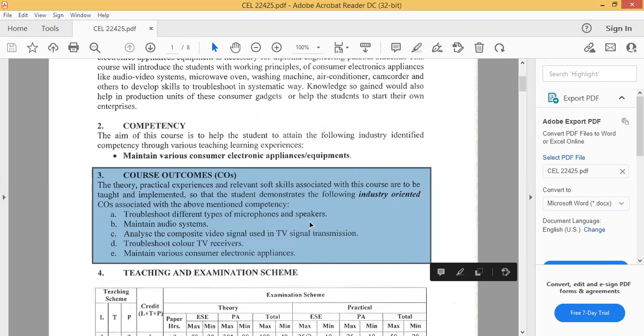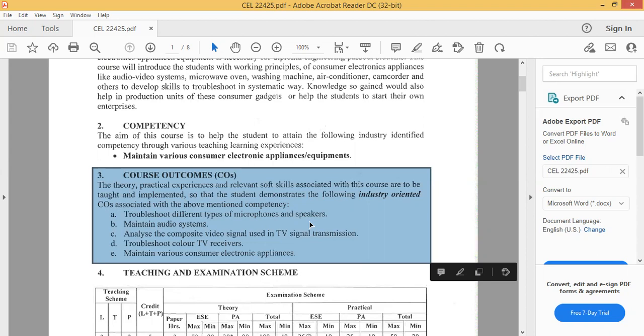Unit number 2: there are many systems which process audio, like the public address system, hi-fi amplifier, CD player, DVD player, Blu-ray discs, MP3 players, MP4 players. What is the principle behind the creation of these systems? How does it actually process the sound? That you are going to learn. Then how these systems are maintained: if some problem arises, how you can troubleshoot those systems. All these things you have to learn under unit number 2, that is, maintain audio systems.